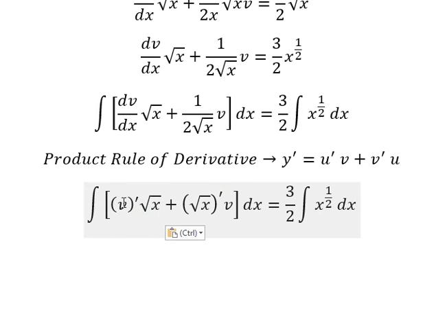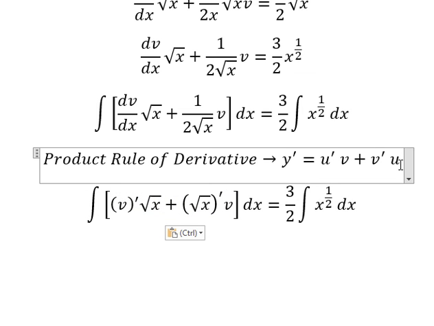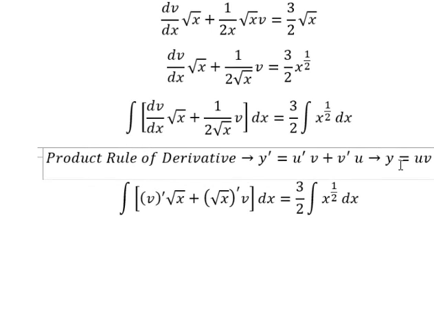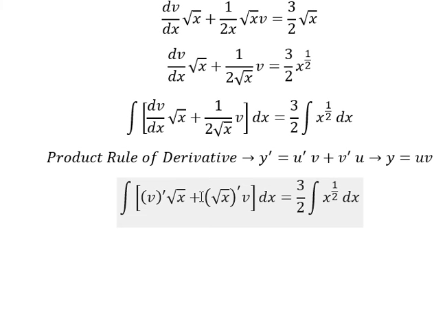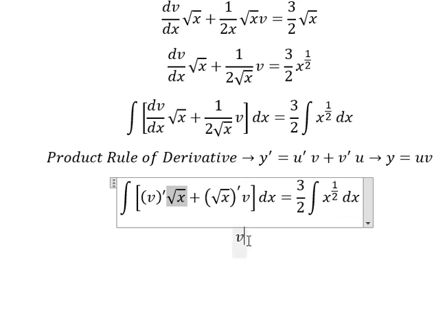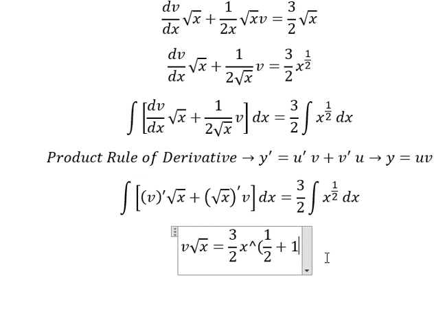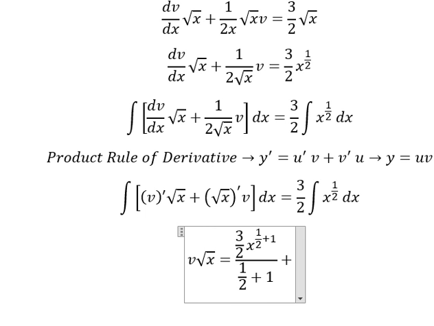So if we do this integration in here, you will get uv. So if I do this integration, we get v and the square root of s. This integration, you get 1 over 2 plus 1 over 1 over 2 plus 1, and we put c.